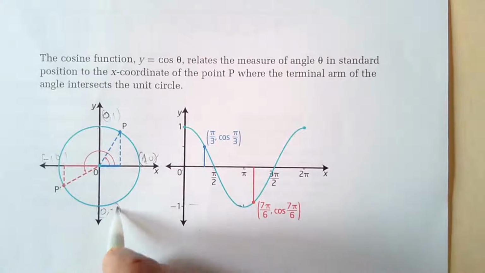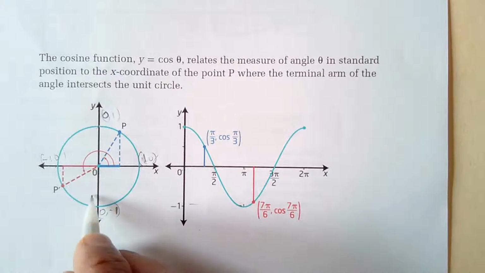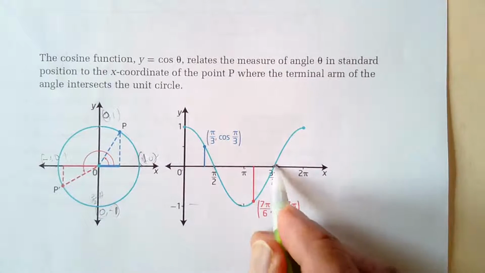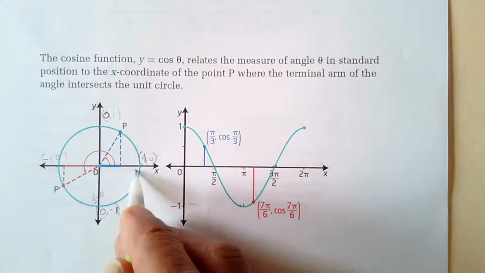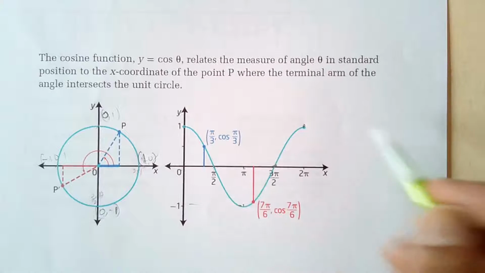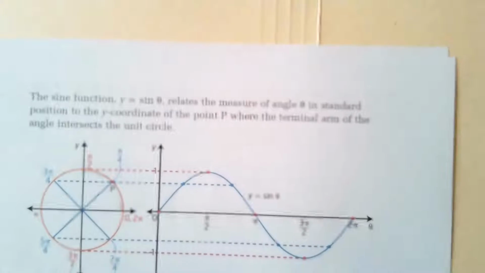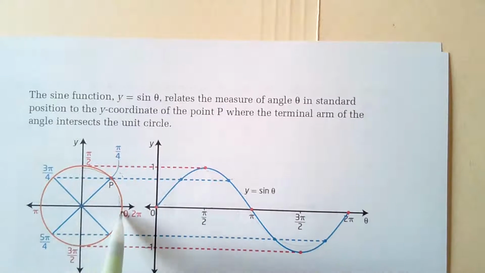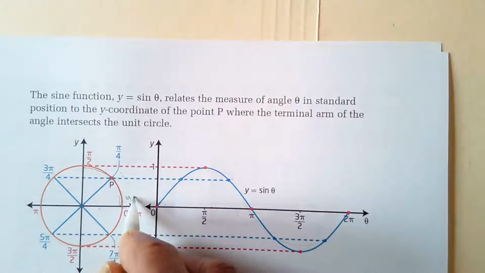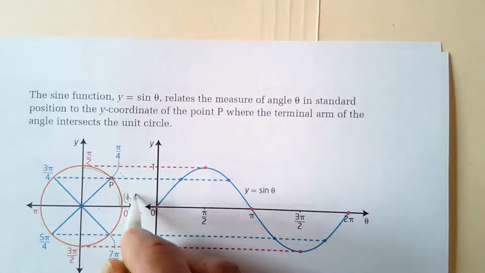And at 3 pi over 2, cosine is 0. And at 2 pi, cosine is back at 1. So that's why it repeats the cycle. If you go back to our sine, sine of 0 is 0. So we have 1, 0.